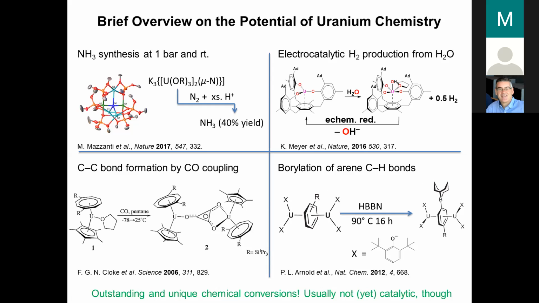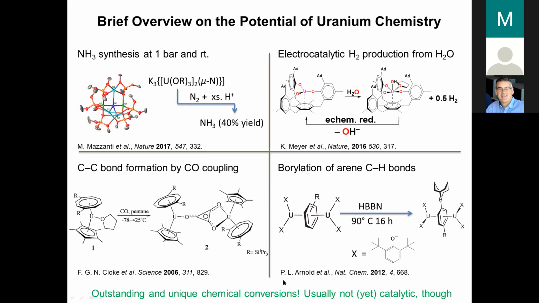So a regular sandwich complex, as ferrocene, for example, has two aromatic systems on the outside and 1 metal in the inside. But what uranium really prefers to do is this inverse sandwich type geometry, in which 1 arene is bridged by 2 actinides. And then it can readily be borylated. It can also be silylated, and some other sort of reactivity has been harnessed.